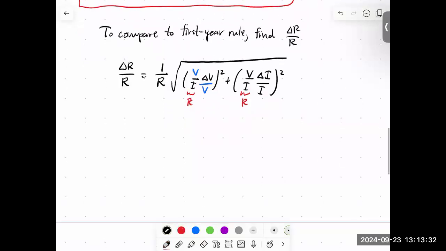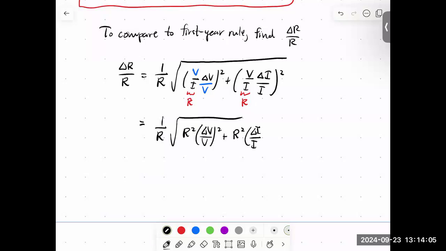Okay, so then let's rewrite everything. We have 1 over R square root of, well, let's see. I'm going to have an R squared times delta V over V squared. So we'll have R squared delta V over V squared plus, well, R squared times delta I over I squared. If I said delta V, then that was a mistake. Okay.